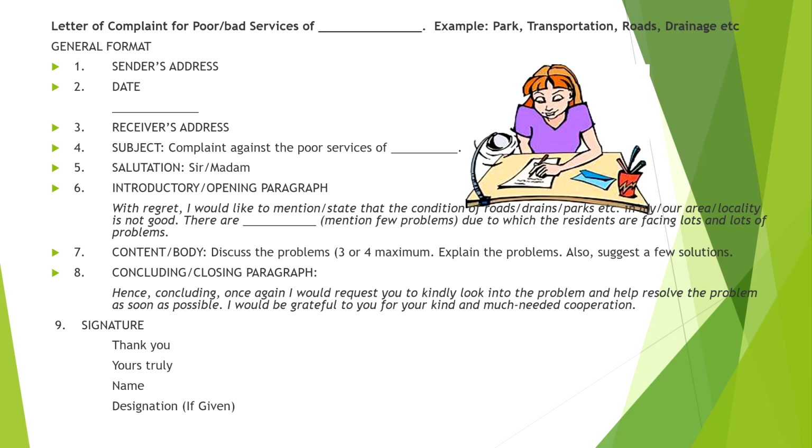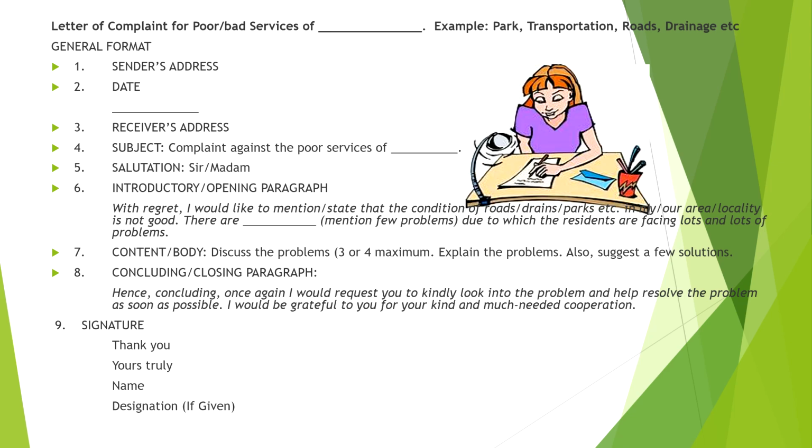Now come down to the introductory paragraph. Since these are letters not expressing happiness but disappointment, we always start with regret. I would like to state that the condition of the roads, drains, parks, whatever is given in the question, in our area or locality is not good. Then mention a few problems we are facing.